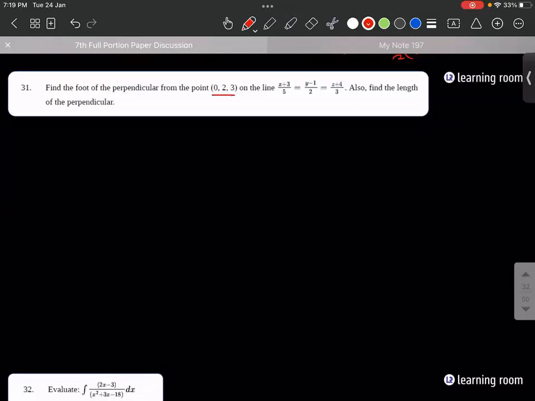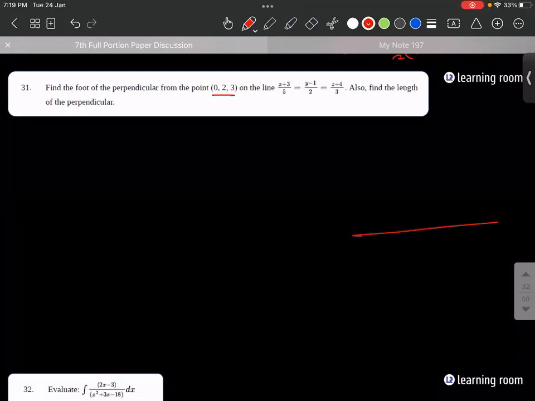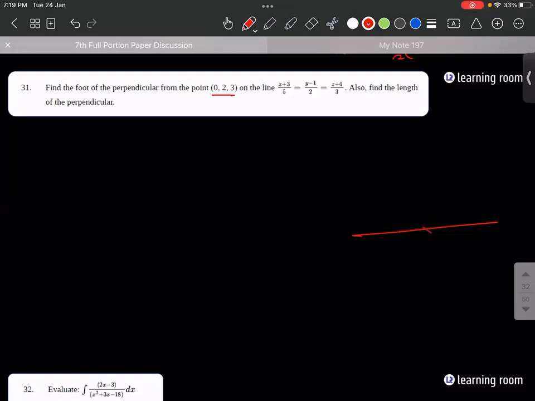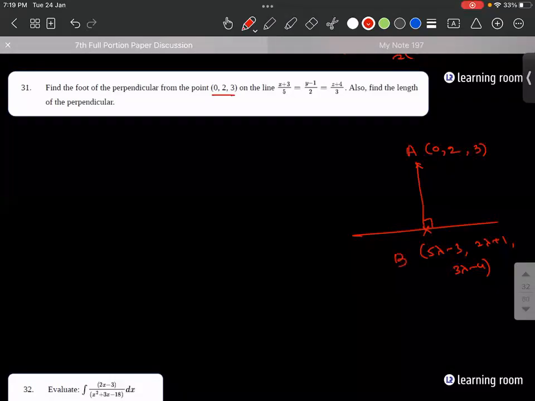Find the foot of the perpendicular from the point 0, 2, 3 on the line. Also find the length of the perpendicular. Very simple. This has come many times. So you have a line. What will the first step be? You will find any point on the line as 5 lambda minus 3, 2 lambda plus 1, and 3 lambda minus 4. What is the other point? You have 0, 2, 3. If you join them, this is A, this is B.